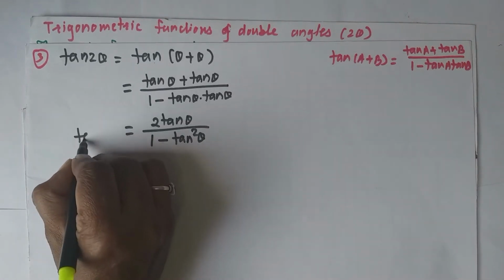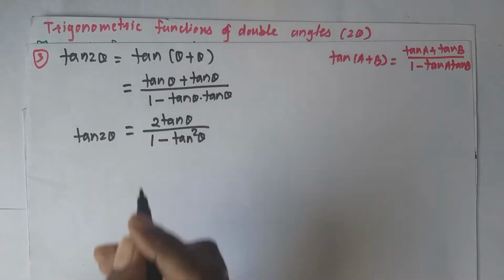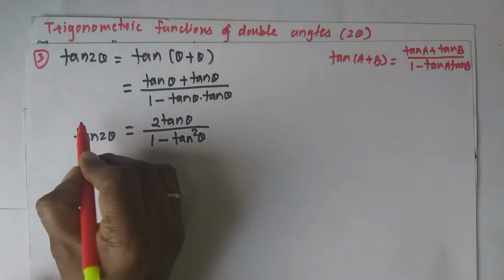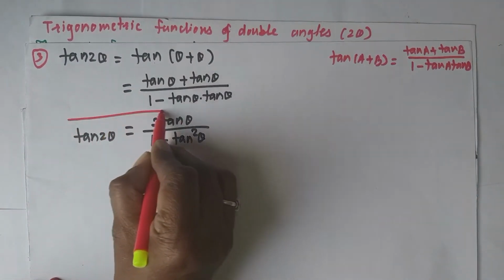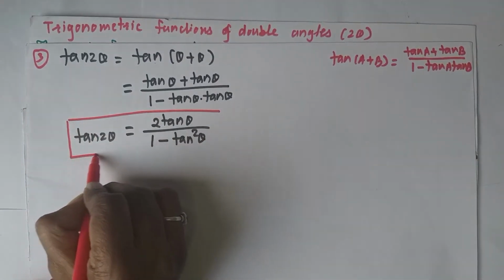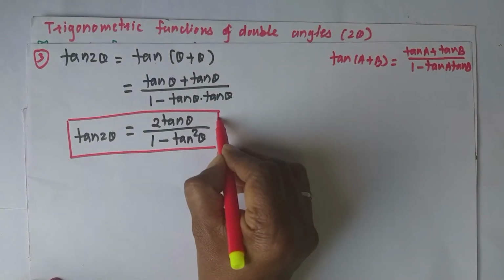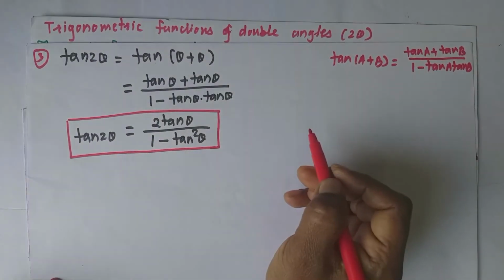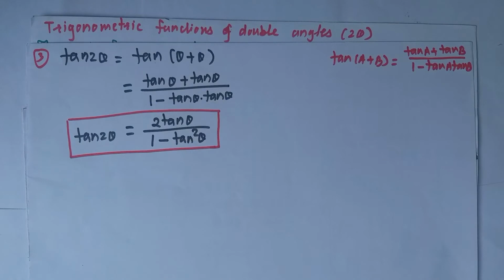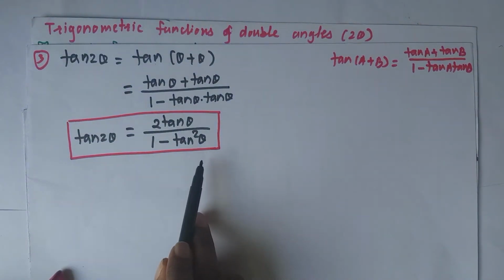In this way it is very simple to derive the formula for sin 2 theta, cos 2 theta or tan 2 theta. For that you must only know the formulas of sin a plus b, cos a plus b and tan a plus b. If you know these formulas of compound angles, then it is very easy to prove the formulas of double angles, that is sin 2 theta, cos 2 theta and tan 2 theta. And whatever I have written in a rectangular box, you remember that this is a formula.